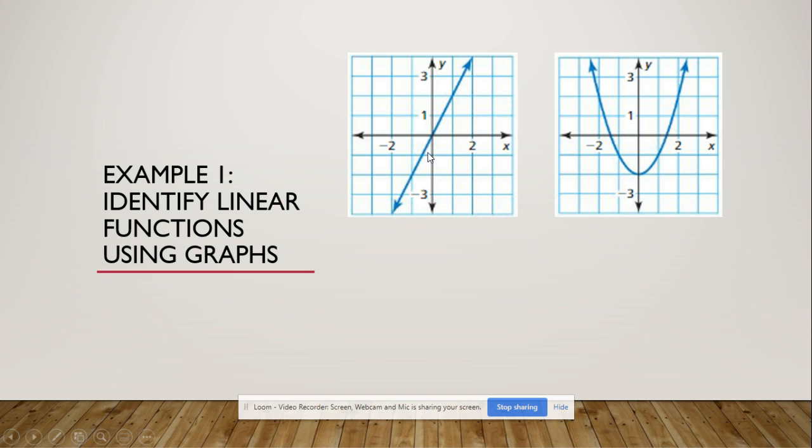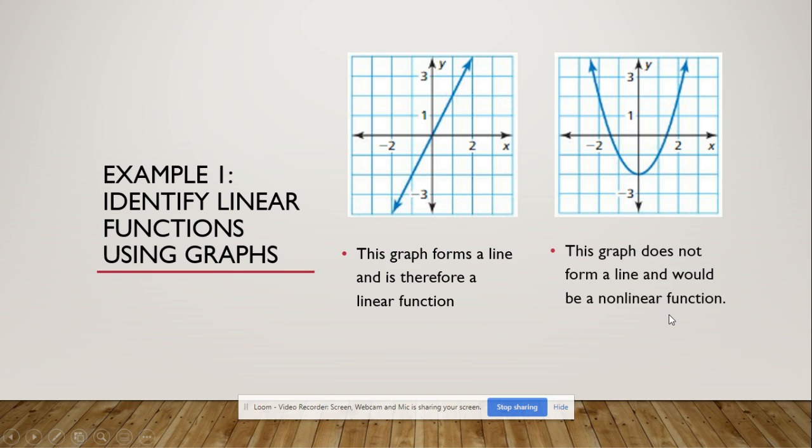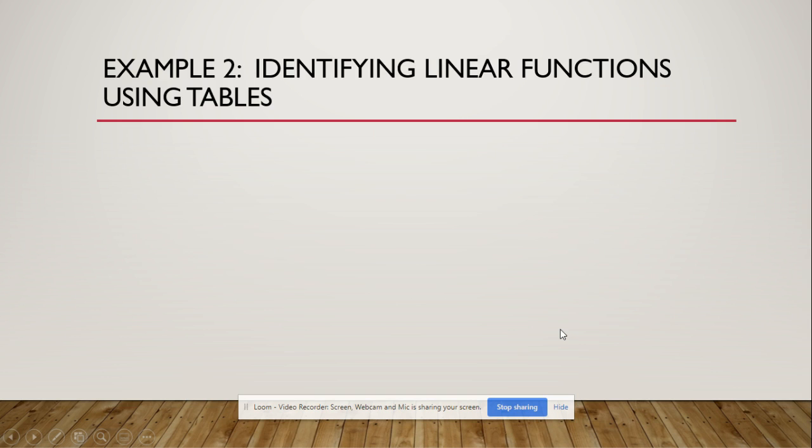Right here, it forms a line. This graph is a linear function. This one does not form a line. It is not a linear function, so nonlinear. All right, identifying linear functions using a table.